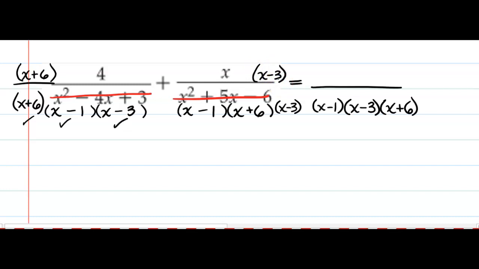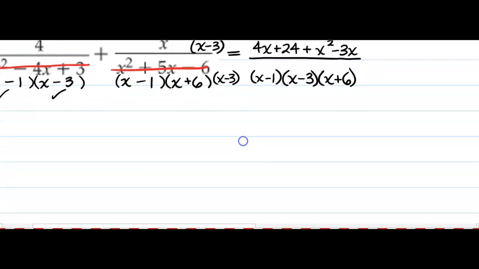Now we need to simplify it a little bit. Right here we have 4 times x, 4 times 6. That gives me 4x plus 24. In the second rational expression, x times x, x times -3. That gives me plus x squared minus 3x. So we're looking really good, except we could probably polish this up a little bit more. Here's our common denominator.